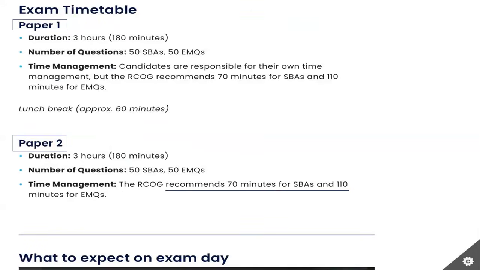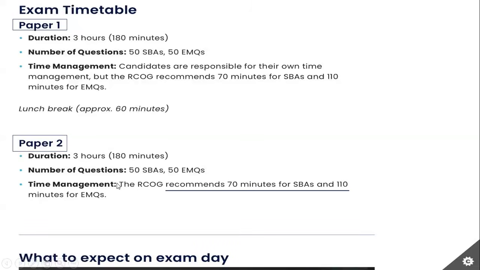Time is very important, as you know, so here is the exam timetable. The first paper lasts 3 hours, 180 minutes, with 50 SBA questions and 50 extended matching questions. Candidates are responsible for their own time management, but the recommendation is 70 minutes for SBA and 110 minutes for EMQ. The EMQ is very important. There is a break between paper 1 and paper 2.